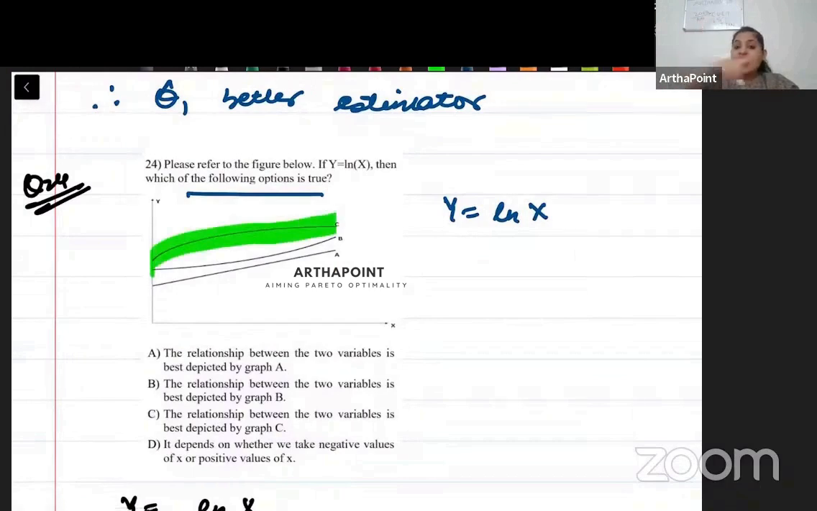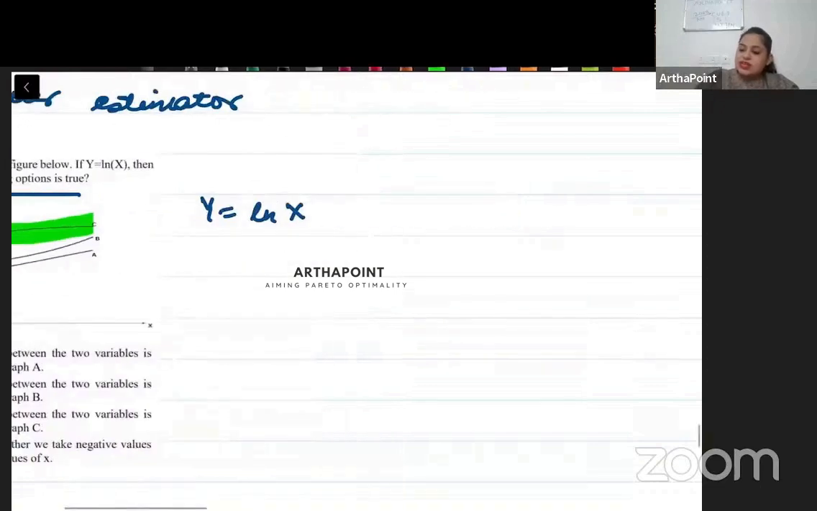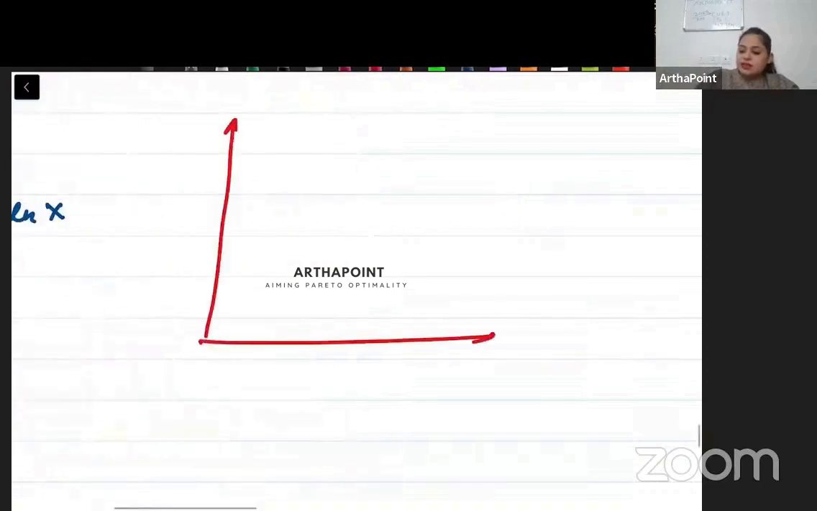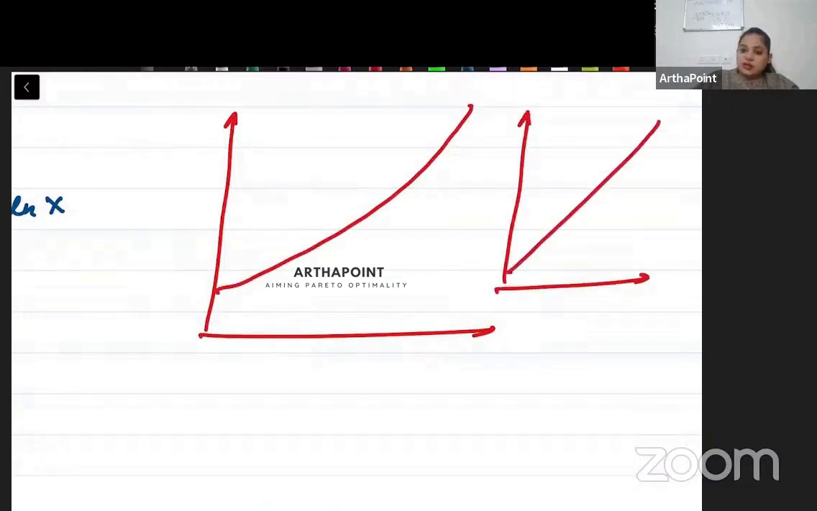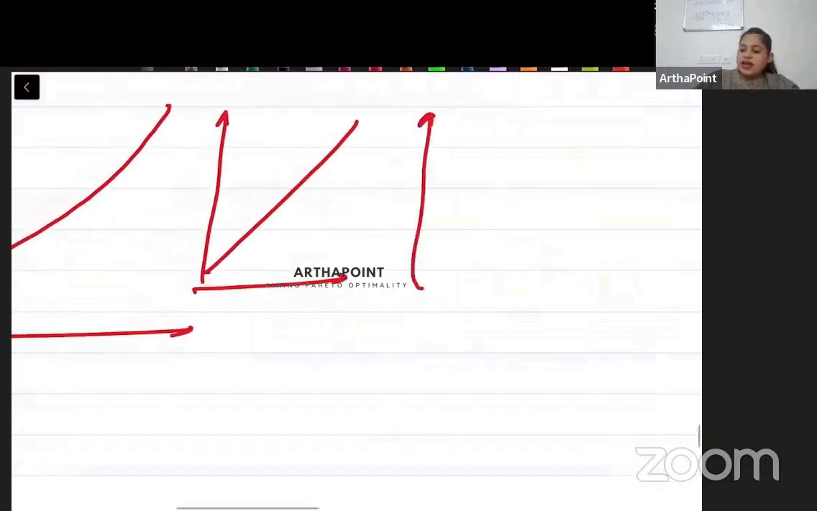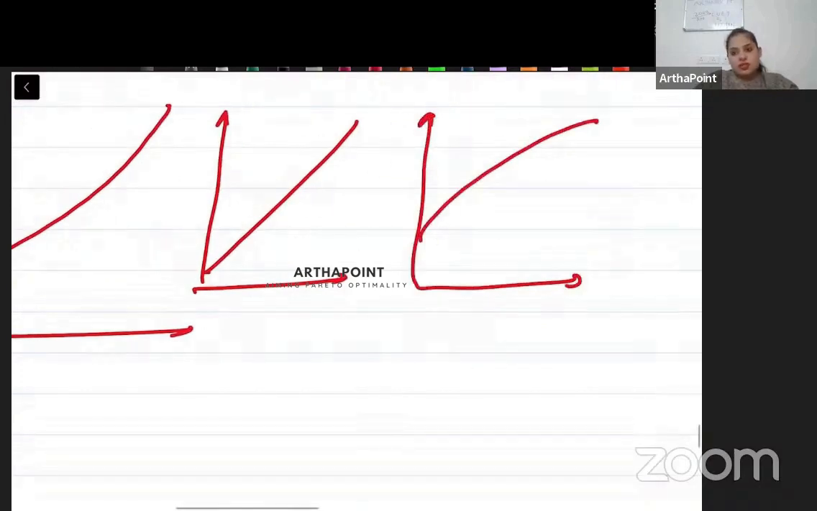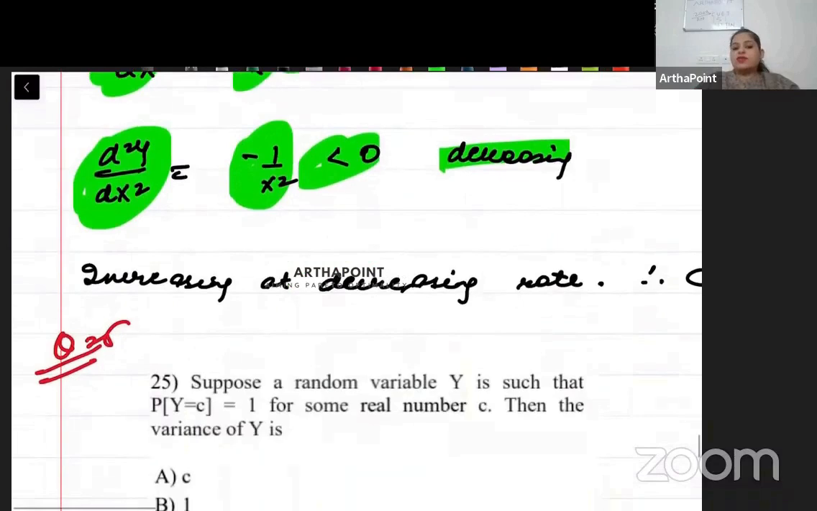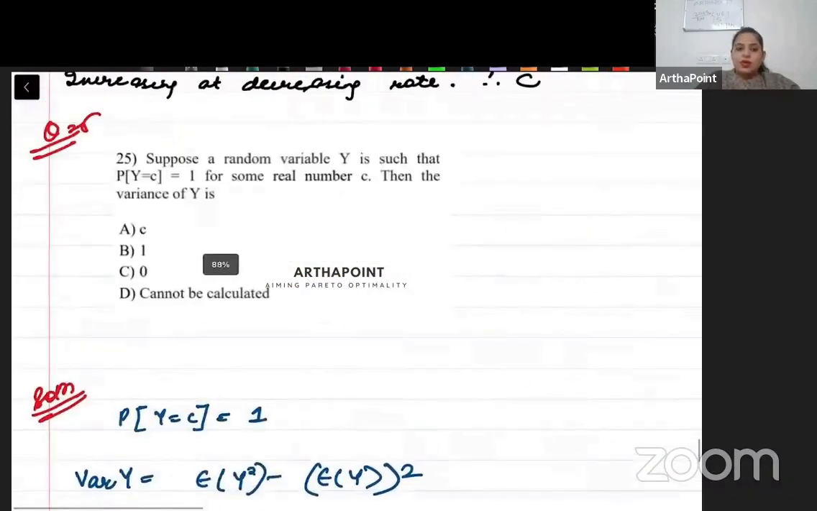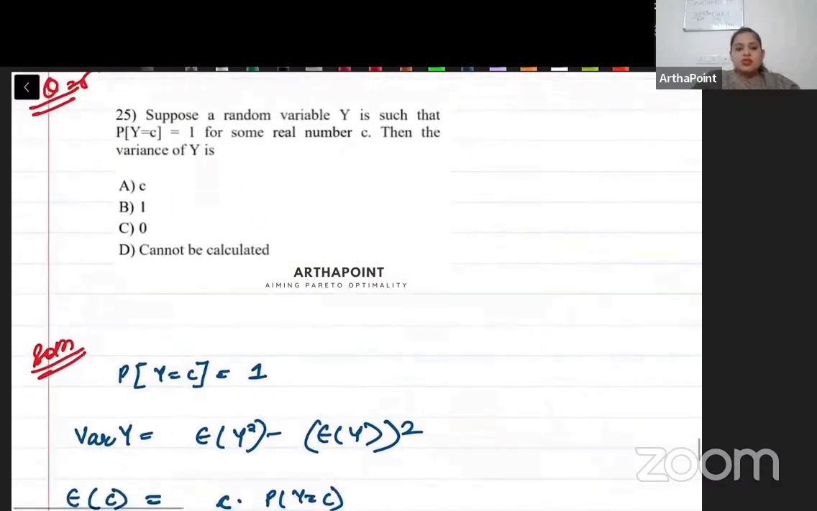In B, it is increasing at an increasing rate. Do you see this? It is increasing at an increasing rate. Here it is increasing at a constant rate. And here it is increasing at a decreasing rate. All are upward sloping, but which is increasing at a decreasing rate? That is what we have to find out. Okay, so come to the last question.